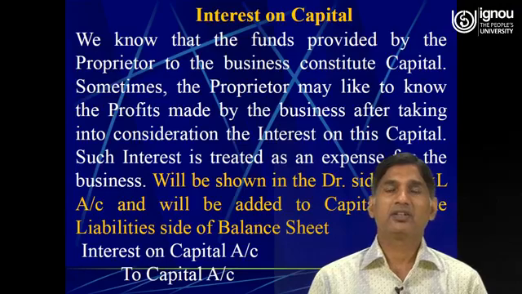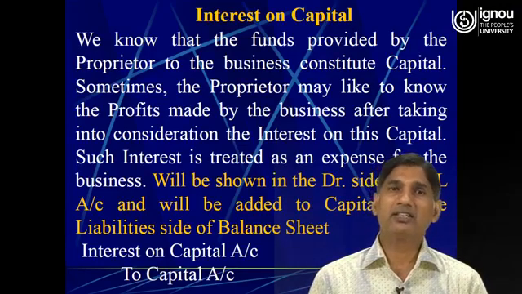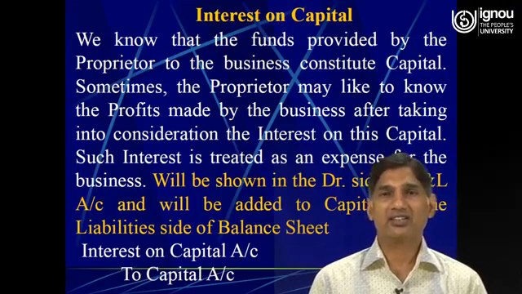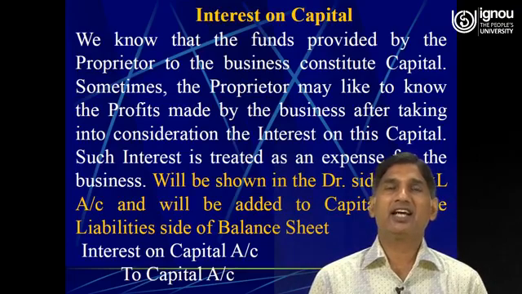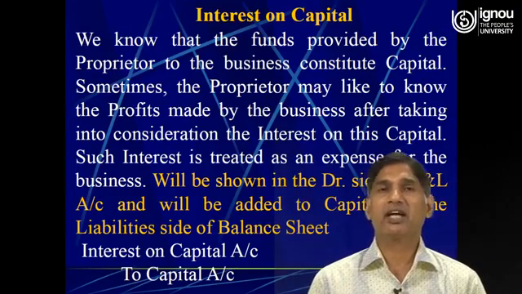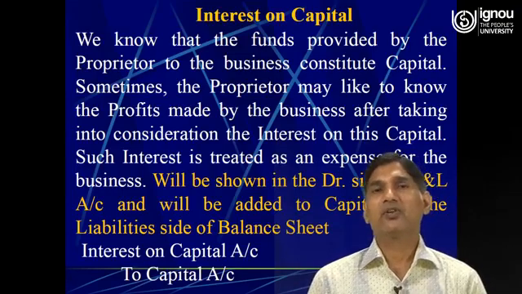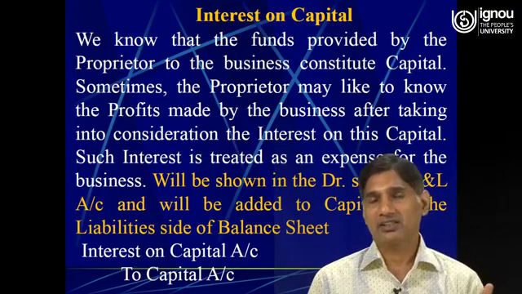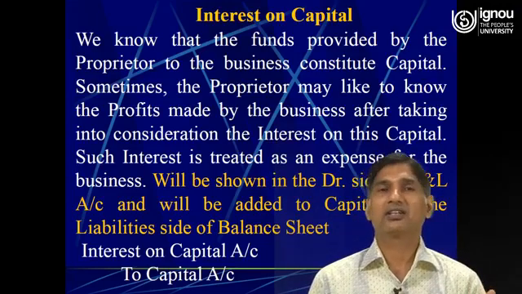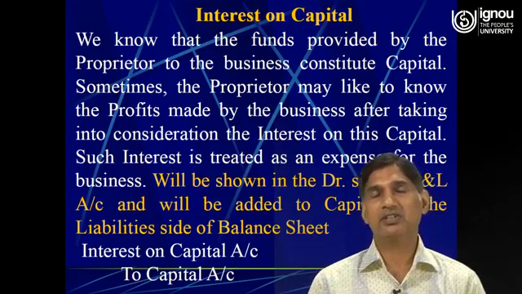Then interest on capital. Friends, we know that the funds provided by the proprietor to the business constitute capital. Sometimes the proprietor may like to know the profits made by the business after taking into consideration the interest on capital. Such interest is treated as an expense for the business. As per the business entity concept, which I have already discussed many times, the entity of the business is considered separate from the proprietor. Therefore, when the proprietor has invested something in the business, which constitutes capital, and the business provides interest on such contribution, this is treated as an expense for the business, and interest on capital is always charged to the profit and loss account.